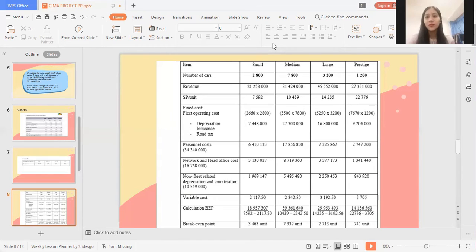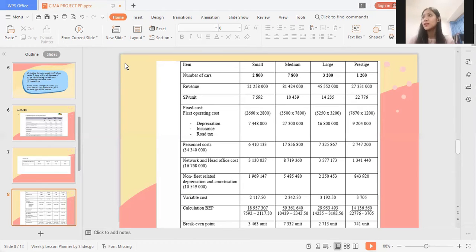Hi, I'm Nur Sabrina binti Rahman. So the other two types of car are large and prestige. The number of cars for large is 3,200 units, while prestige is 1,200 units. The selling price, which is the rental price per car for large, is 14,235, and the revenue earned for that year is 45,552,000. And as mentioned just now, the depreciation, insurance, and road tax are a fixed cost, which for large is 60 million 800,000.